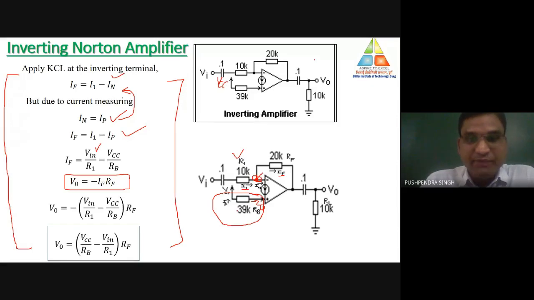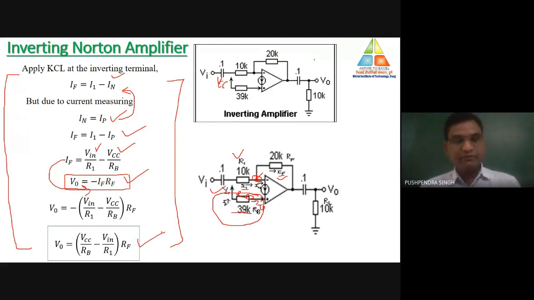And what is IP? This terminal is VCC, so IP is VCC divided by this resistance RB. So that is the value of IF. Now what is V0? V0 is equal to minus IF into RF. So substitute the value of IF from here to there. So this is the final value of output voltage. This is one more method for the calculation of output voltage when we are not considering the capacitance and internal impedance. So by this also you may calculate the output of Norton's amplifier.